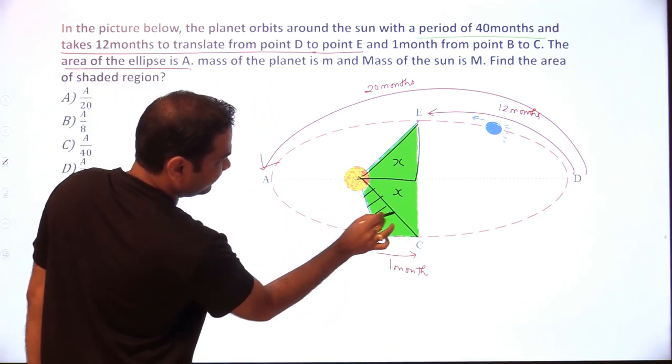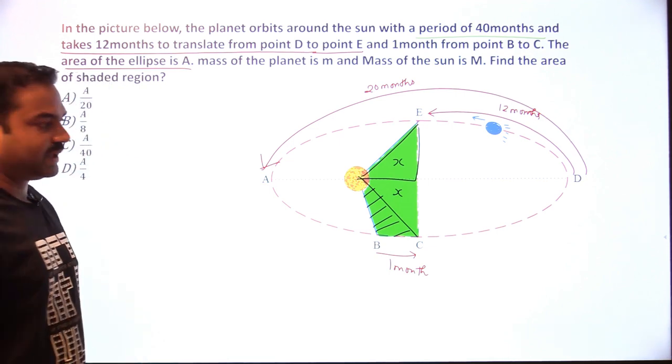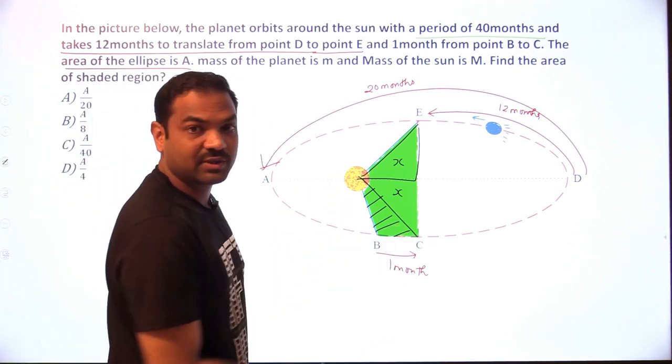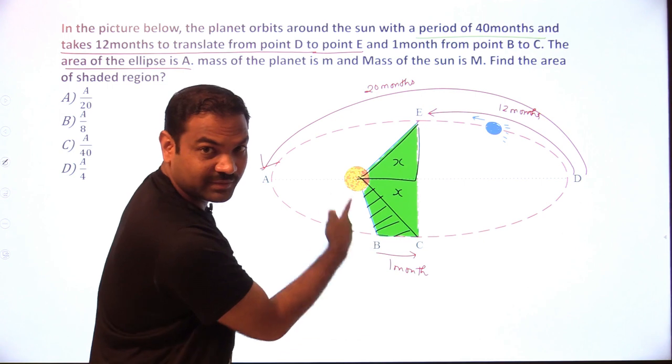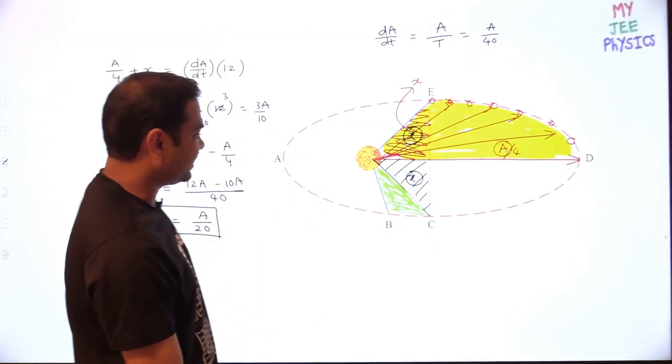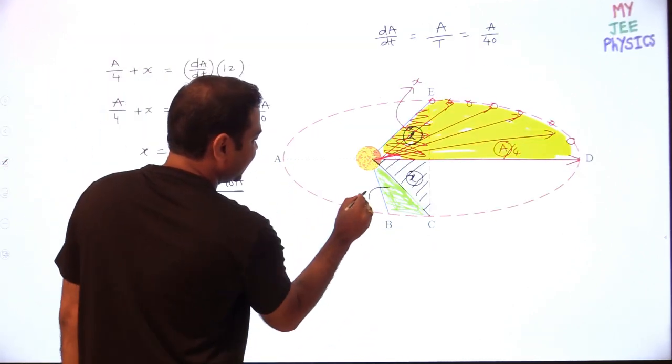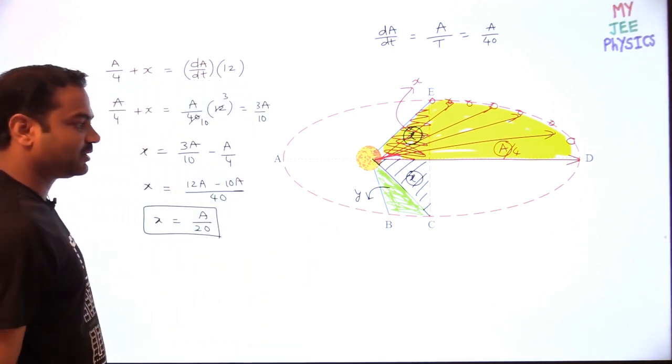Now we are going to identify the area swept by the radius vector as it is moving from B to C. We already know the time, so we can identify the area by using the areal velocity. That is the logic. So what is this area value? I am taking it as y. Then how to find the y value?